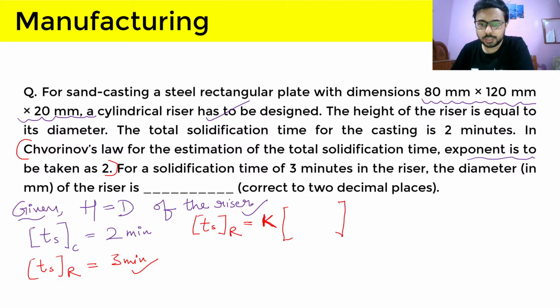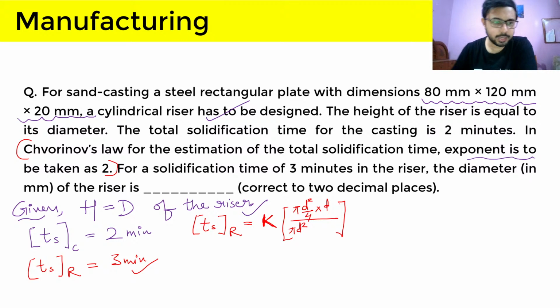So what is the volume? If the height and diameter of a cylindrical riser are equal, then the volume will be pi d square by 4 into d. Area will be pi d square. So what type of riser is it here? Side riser or top riser?